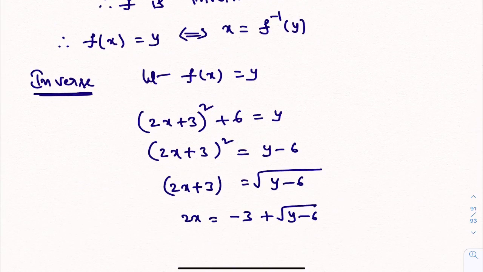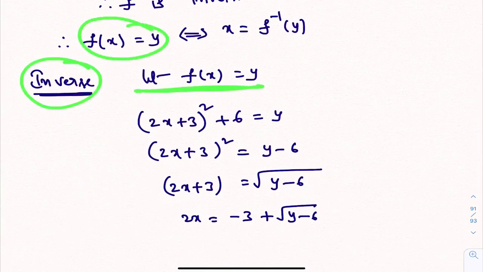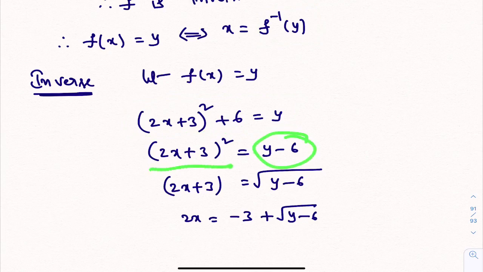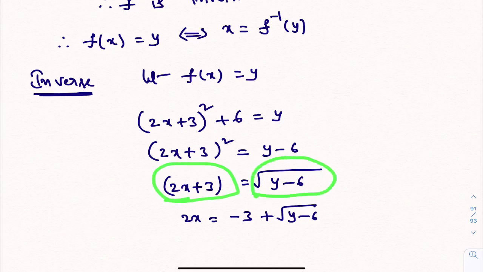Okay, now the last thing, we need to find its inverse. First, I'll take f of x equal to y. Okay, what is f of x? (2x plus 3) whole square plus 6 equal to y. Now the important thing is, from this I am trying to get x, because x is nothing but f inverse of y, and we are trying to find f inverse only. What I'll do, first I'll take 6 to the right hand side. This will become y minus 6. (2x plus 3) whole square equal to y minus 6. 2x plus 3 equal to root over y minus 6. From this 2x equal to what? Take 3 to this side, minus 3 plus root over y minus 6.